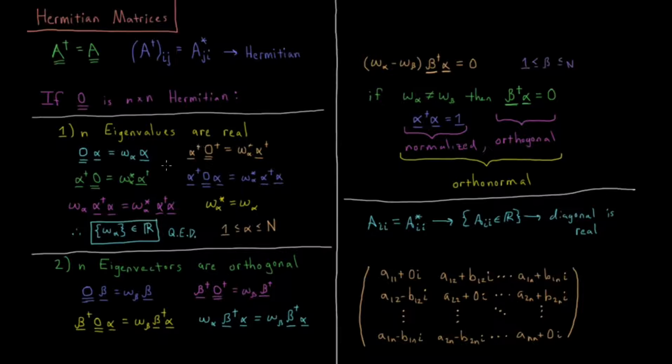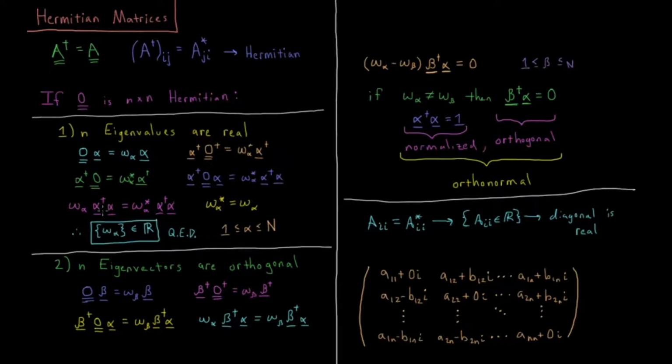Since the operator is equal to its own adjoint, we can take O dagger and make it O again. And then we can multiply everything by alpha. So we're going to have alpha dagger O alpha equals omega alpha star alpha dagger alpha. All right, so far so good. But we know that O acting on alpha equals omega alpha alpha. So this O alpha gives us omega alpha, and omega is a constant, so we can factor it out. So we get omega alpha dagger alpha equals omega star alpha dagger alpha.